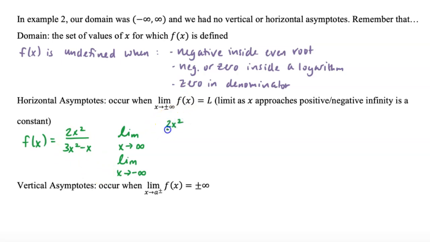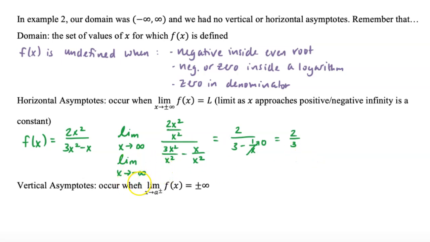So we get 2x squared divided by x squared all over 3x squared divided by x squared minus x divided by x squared. And now we can simplify these. So my numerator is just going to be a 2. In my denominator, I've got a 3 minus, and this will simplify to 1 over x. So I know that as x is approaching infinity, this fraction is going to get really, really small, and I'm going to say it's going to approach 0, finally giving me a limit of 2/3.